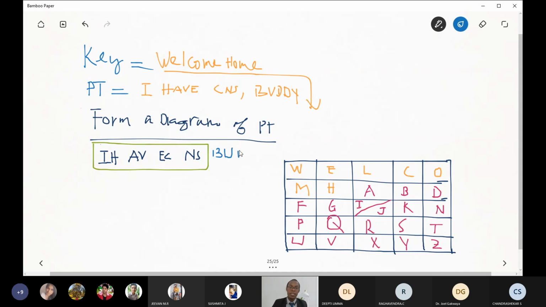What about DD? What is the rule for DD? See, there are two consecutive letters. So we separate them by a filler. Filler is X. So it's going to be DX and DY. DX and DY.